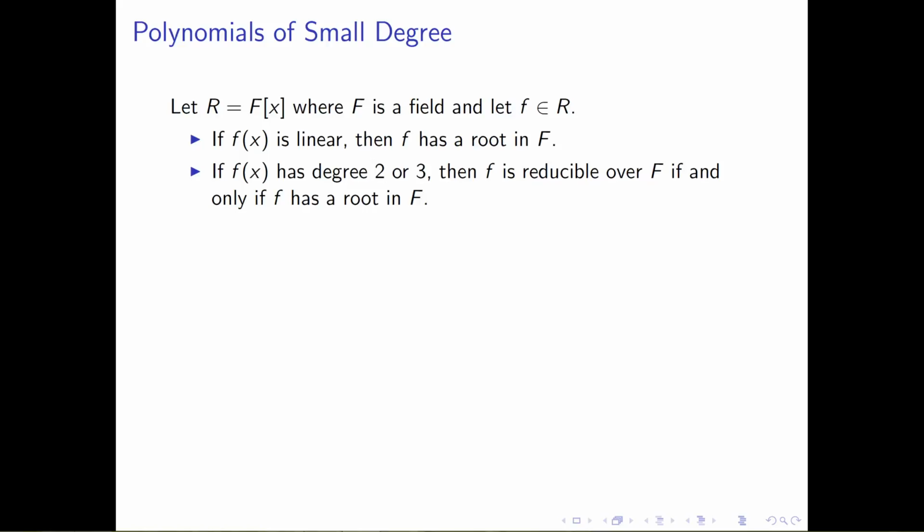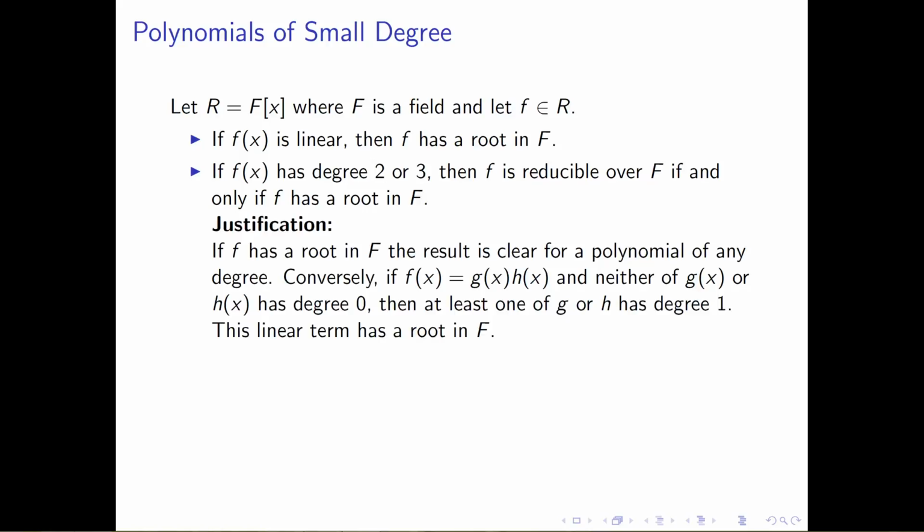So once we've understood the linear case, that if f is a linear polynomial, it automatically has a root in the ground field, let's go up to something of degree 2. And in fact, the same argument for degree 2 will work for degree 3, so we can kind of kill two birds with one stone here. If our polynomial has degree 2 or 3, then the following is true, which is very useful. The polynomial f, little f, is reducible over the field capital F if and only if little f has a root in F. Now this is an if and only if statement, so we have to prove two things.